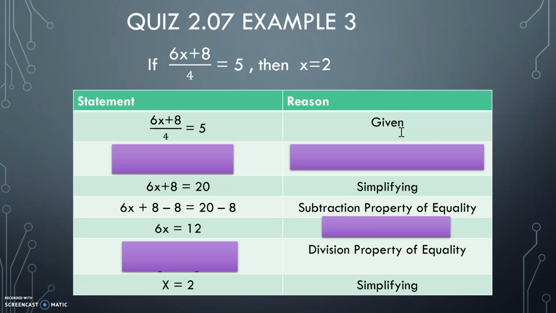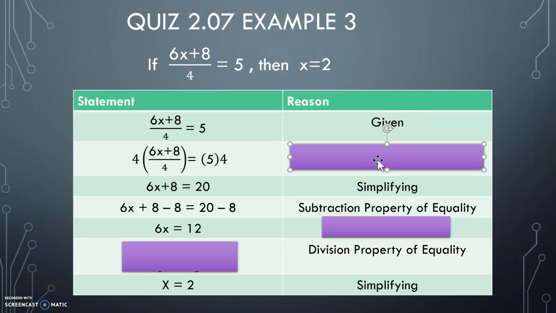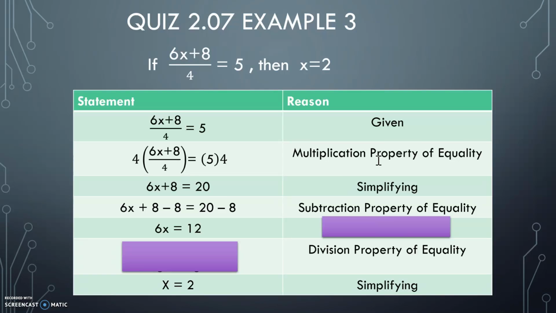And then next we have to get rid of this fraction. So it's dividing by 4, so the opposite of dividing is multiply. So we're going to multiply both sides by 4, like so. And we can do that because of the multiplication property of equality. And then it becomes 6x + 8 = 20.